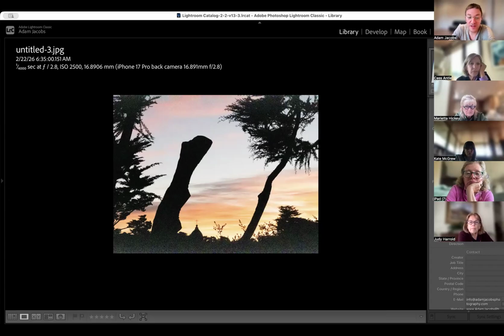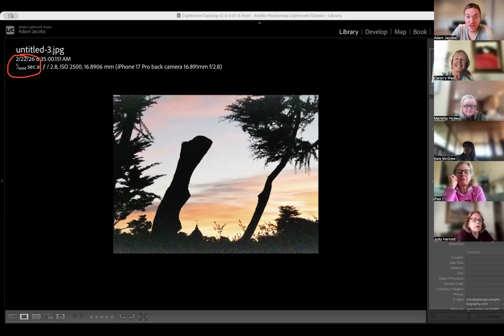But Marietta, with these settings, you photographed it as if there's a cheetah running through the picture. Especially because it was sunset or sunrise and it was dark to begin with, the camera's gone, oh my God, I'm freaking out. Marietta has basically let in no light, and it's so dark to begin with.